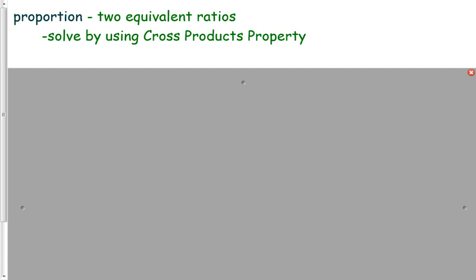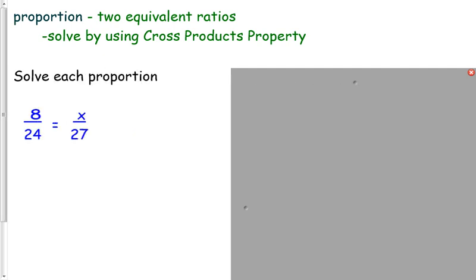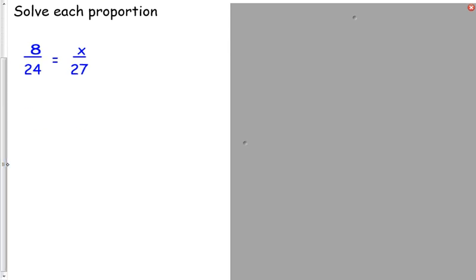Also, when talking about ratios, we talk about proportions. A proportion is two equivalent ratios. So you have a fraction equals a fraction. We solve these by using the cross product property, otherwise known as cross multiplying. So when we're asked to solve each proportion, something like this, where you have 8 over 24 equals x over 27.